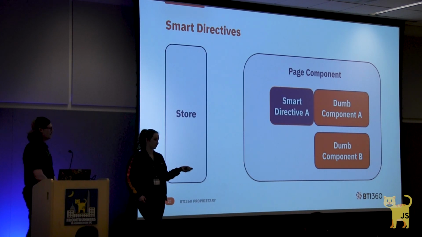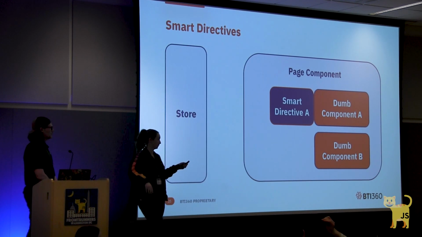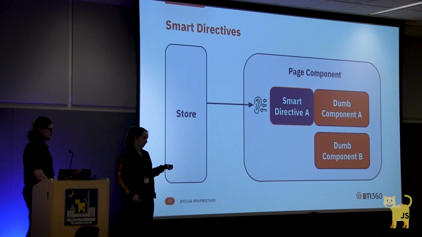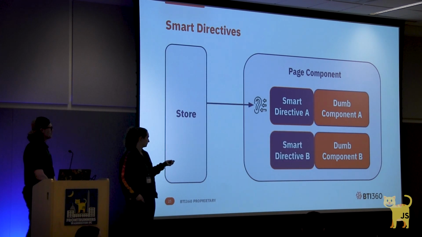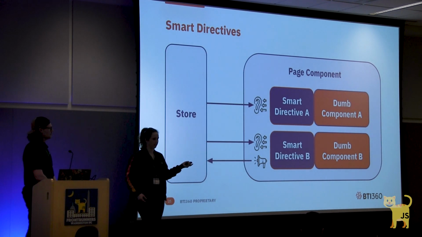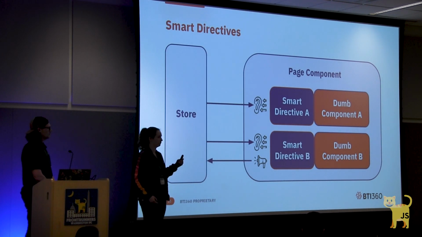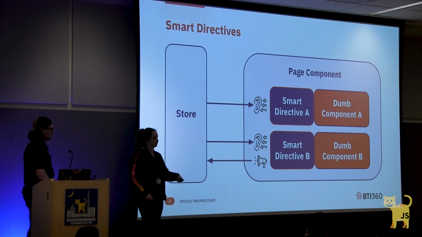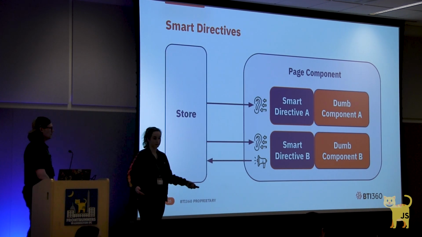Instead, you'll have smart directives that sit in between your page component and your dumb components to talk to the store for those components. Those smart components will have the listeners, and they'll have the outputs. Depending on what functionality you're trying to do, we've been able to break these out by the function they're trying to perform to make them reusable, so that the components really only have to care about displaying the data in whatever way they want.